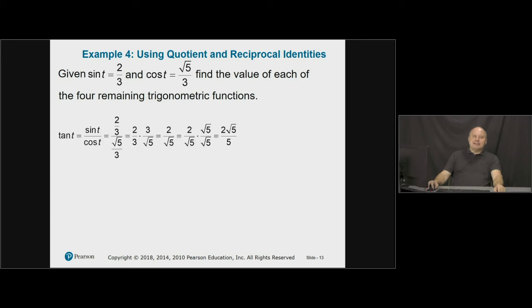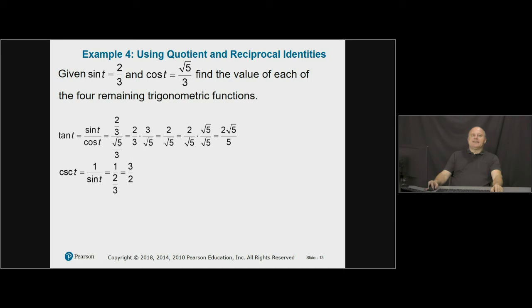Okay, so the tangent of t, remember, is going to be the sine of t over the cosine of t. That was our quotient identity. Now sine of t was given, 2/3. Cosine of t was given, square root of 5 over 3. And then it's just a matter of doing the math. So you invert and multiply, 2/3 times 3 over square root of 5. The 3's cancel, leaving you with 2 over root 5. And then if you rationalize the denominator, you end up with 2 root 5 over 5. So that is your final answer for tangent of t.